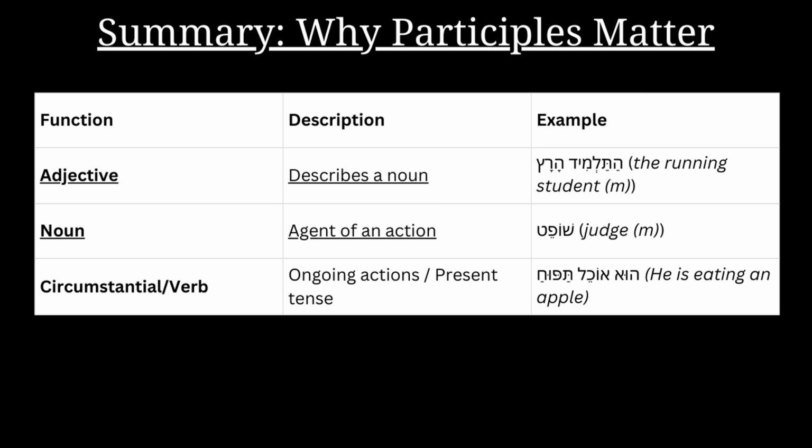On the other hand, it can be an agent of an action, like שופט, judge, masculine, which is an agent noun. At the same time, a participle can be circumstantial, acting like a basic verb and showing ongoing actions in a tense, like the present tense. הוא אוכל תפוח. He is eating an apple.